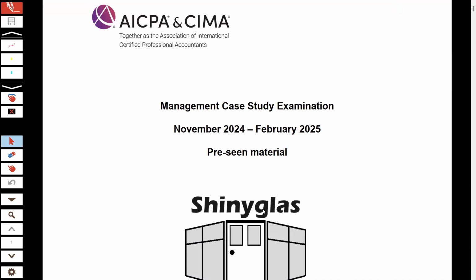So on my screen there, I've got our pre-scene, which this time around is Shinyglas. The plan for this session is that we're going to look through roughly the first half of the pre-scene. If you're with me on either of our standard or elite courses, you'll be joining me again on Monday evening UK time at 7 p.m. and we'll do the second half of the pre-scene. That will include the financial information for Shinyglas and also a competitor, and also the various blogs and newspaper articles that we've got at the end of the pre-scene. So first half of pre-scene today, second half on Monday evening, 7 p.m. UK time.